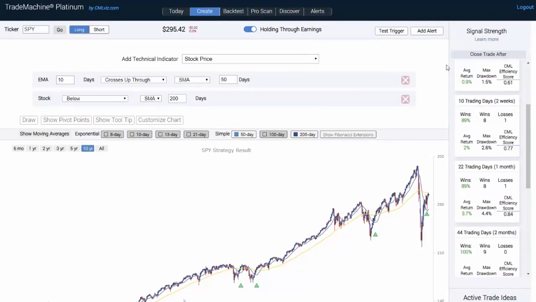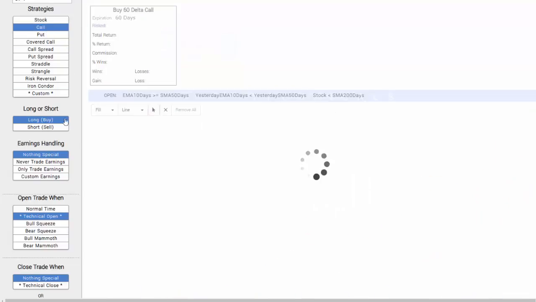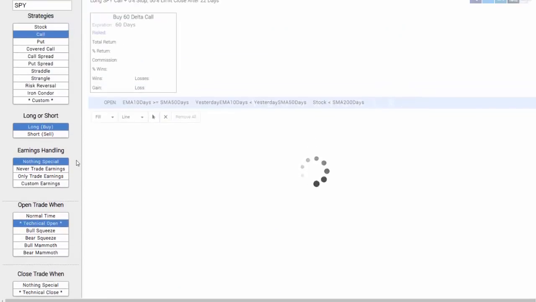So I'll just scroll to the top and click Test Trigger. And I want to do the simplest thing possible. I just want to buy an at-the-money call, so get long a call. And my closing rule will be even simpler. A 50% stop and a 50% limit. And that's it. And let's see how this strategy has done.